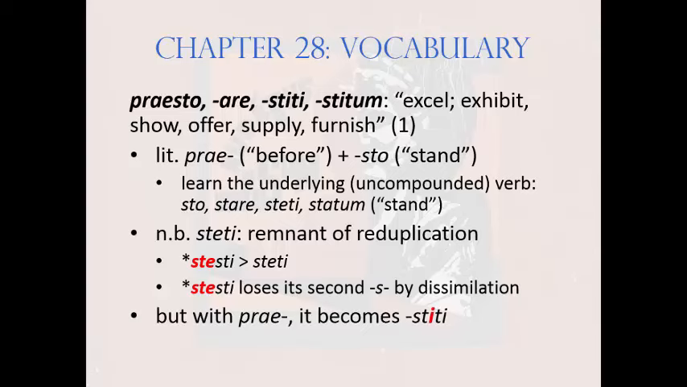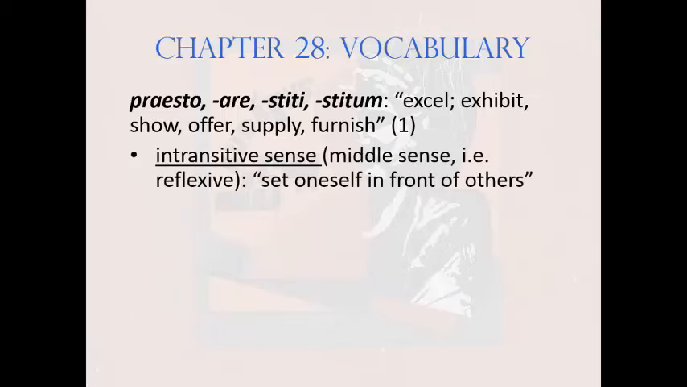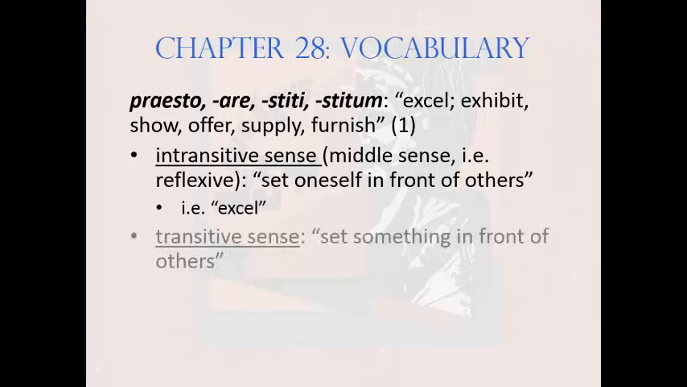And look at the vowel in the perfect active of the compound. Praestiti, not steti. Remember what that process is called? Of course you don't. You weren't listening then either. It's vowel gradation. Why do I even try? Praesto has both an intransitive sense, it doesn't take a direct object, meaning to set yourself in front of others, that is, excel, and it also has a transitive sense, where it does expect a direct object, to set something in front of other things, that is, show or furnish it.